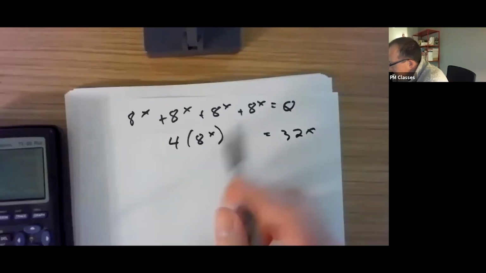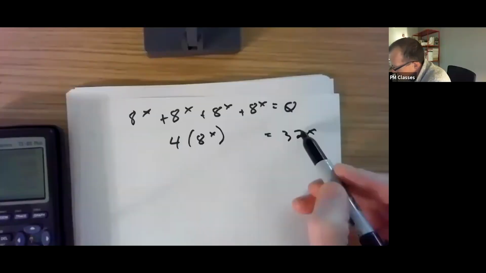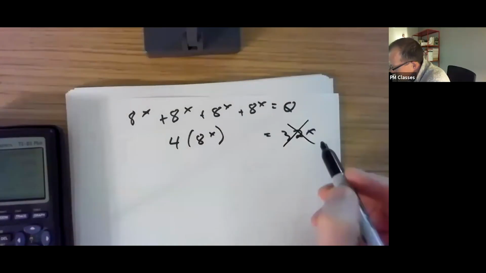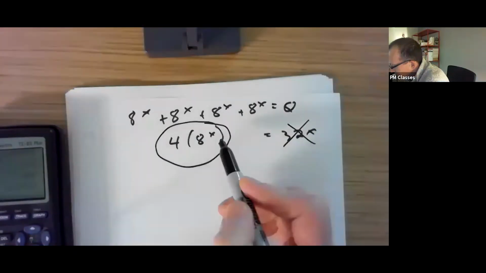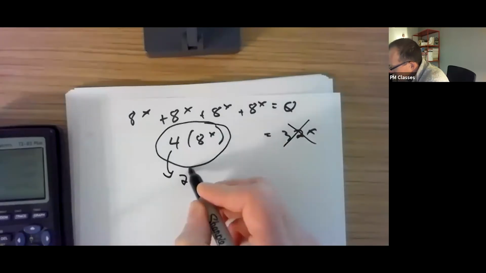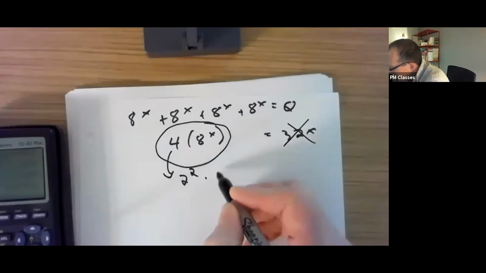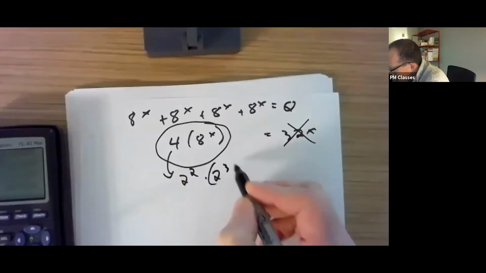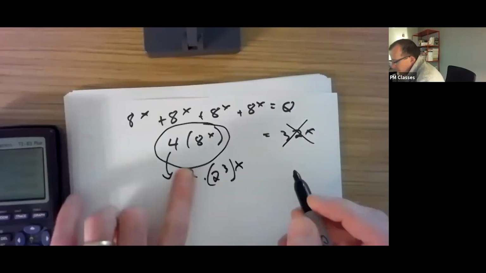Oops, sorry, there we go, 4 times 8 to the x. A lot of people would have chosen that, but again, that, as we showed, was not the right answer. So if I want to do anything with exponents, I really have to have the same base. Okay, so what I'm going to do is change 4 into 2 squared and 8 into 2 cubed. Okay, I'm going to ignore that for just a moment.